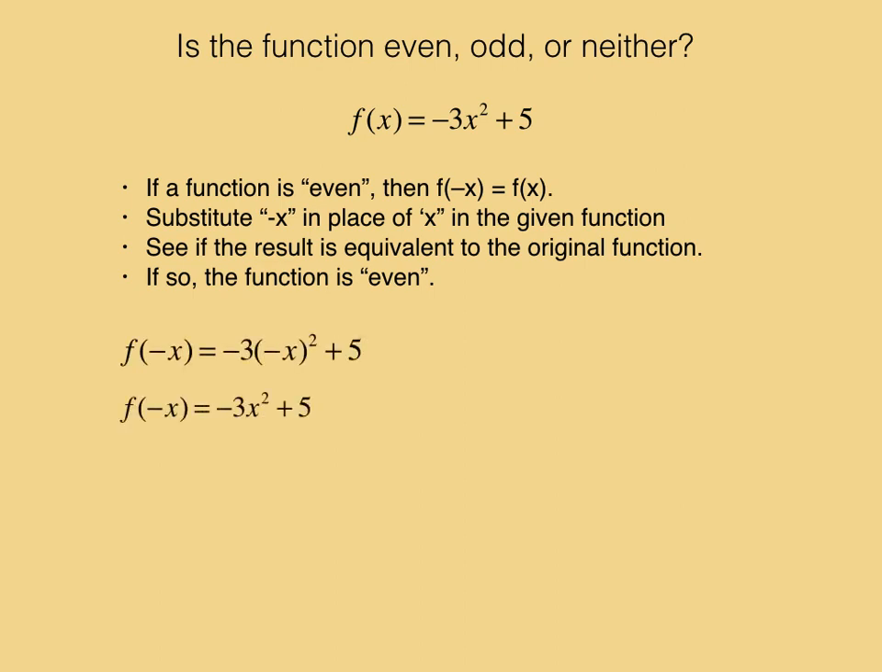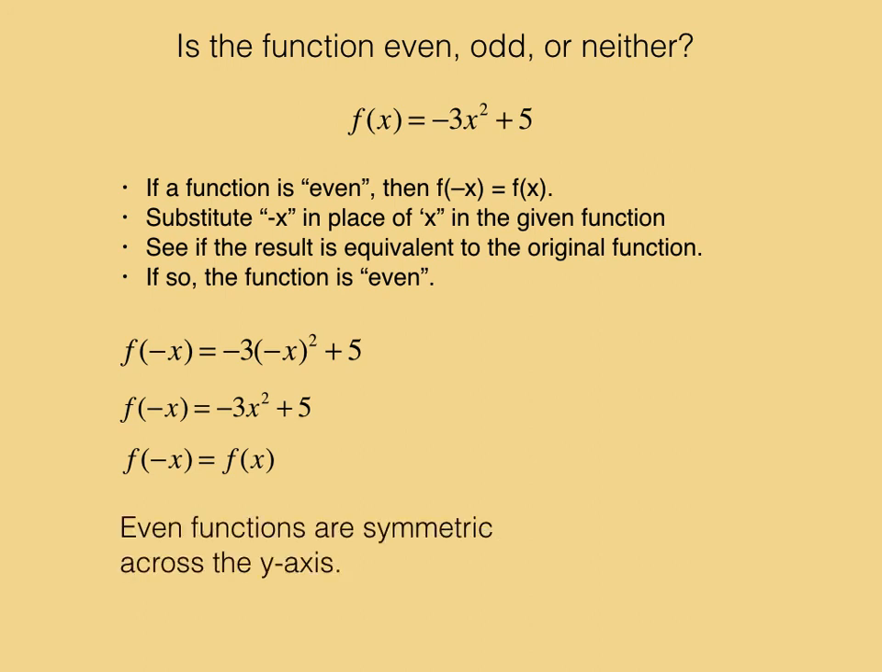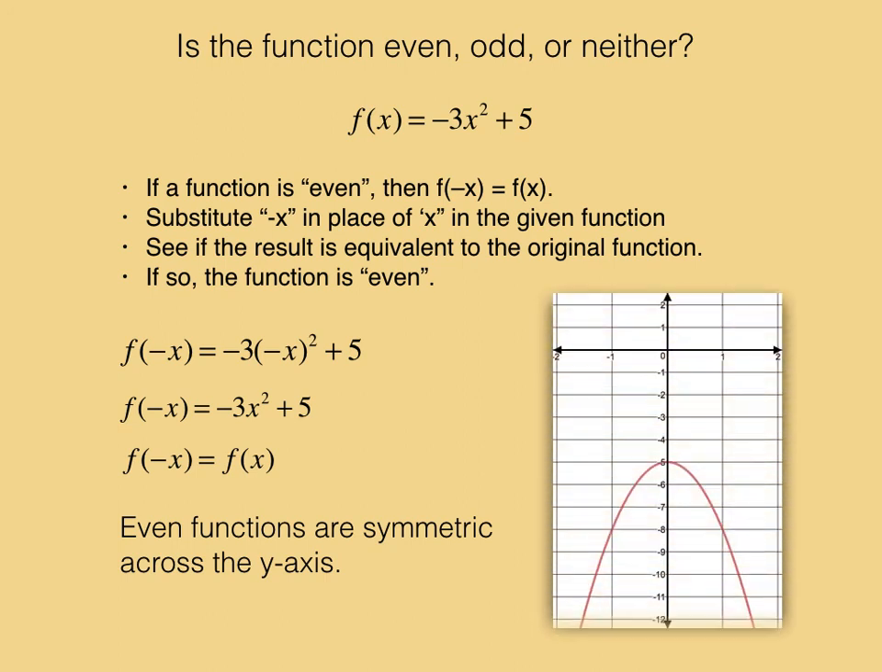Now we'll simplify. And we notice that the result I get for f of negative x is equal to the original function. Therefore, this particular function is even. We'll also recall that even functions are symmetric with respect to the y-axis. So I graphed this function using Desmos, and we'll verify that it has symmetry across the y-axis. So this function is even.